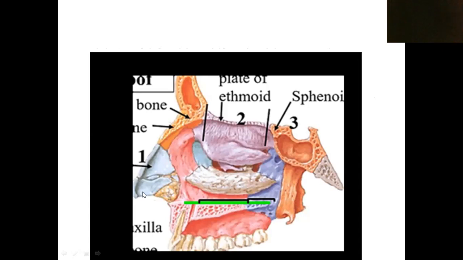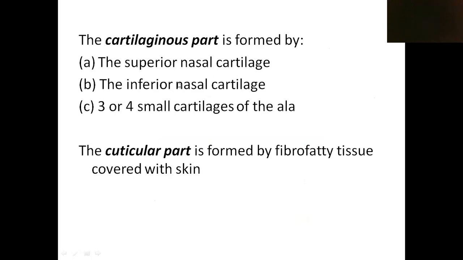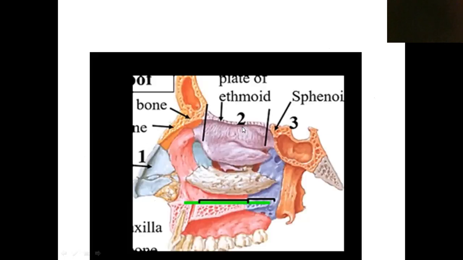Then this anterior part is made up of cartilages. What are the cartilages? The superior nasal cartilage, inferior nasal cartilage, then small alar cartilages. Some small pieces of cartilage are known as alar cartilages. So superior nasal, inferior nasal, then alar cartilage. This is the skeleton of the lateral wall. It is made up of bones and cartilages. What are the bones and what are the cartilages?